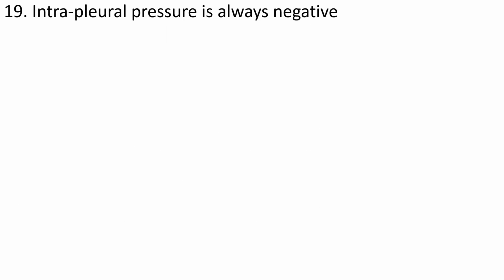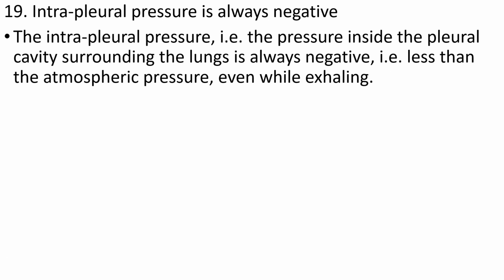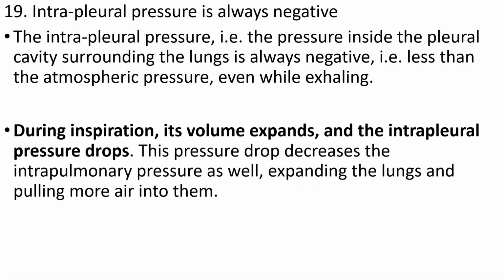Intrapleural pressure is always negative. What is the intrapleural pressure? Intrapleural pressure is the pressure within the pleural cavity, and negative pressure means less than the atmospheric pressure. We call it a negative pressure. Intrapleural pressure, that is the pressure inside the pleural cavity surrounding the lungs, is always negative. That means less than atmospheric pressure, even while exhaling.